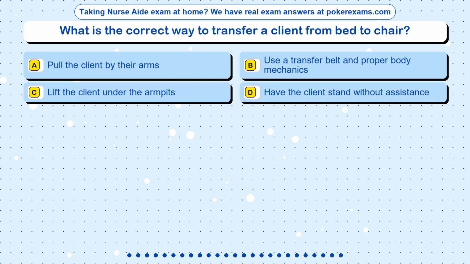Question 14. What is the correct way to transfer a client from bed to chair? Option A, pull the client by their arms. Option B, use a transfer belt and proper body mechanics. Option C, lift the client under the armpits. Option D, have the client stand without assistance.